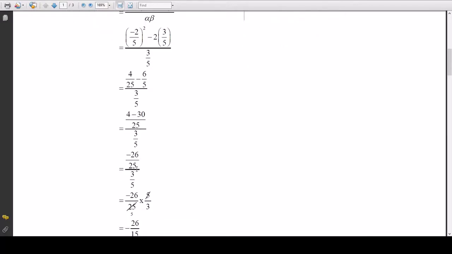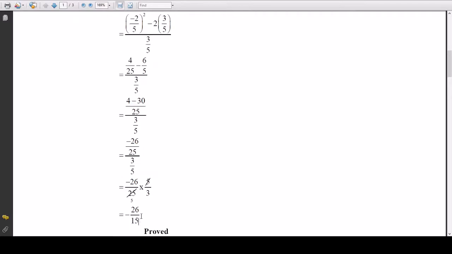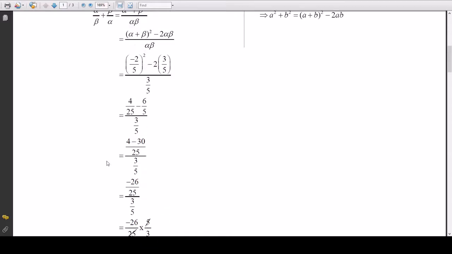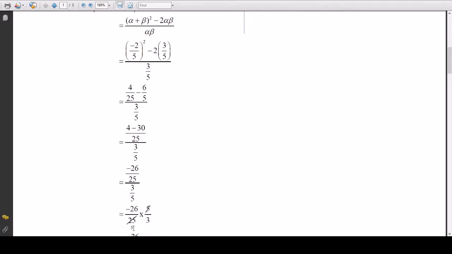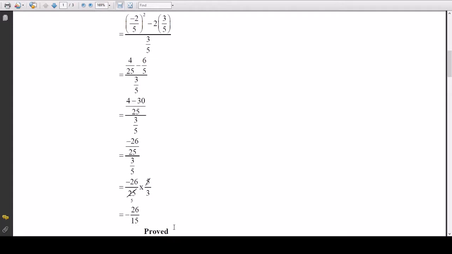Now you change this division sign to multiply. Minus 26 by 25 changes to multiply, and 3 by 5 will be 5 by 3. Now cancelling 5 with 25, you will go with 5. In the numerator you have minus 26. In the denominator you have 5 multiplied by 3, which is 15, which is equal to the right hand side. Hence we have proved that the value of alpha by beta plus beta by alpha is equal to minus 26 by 15. Clear?